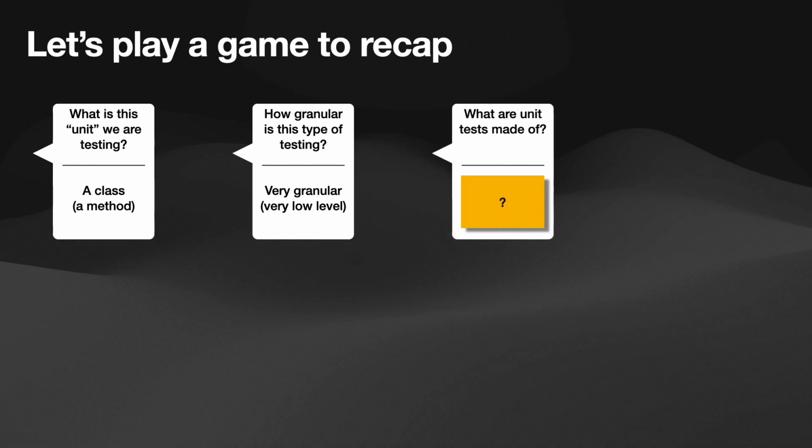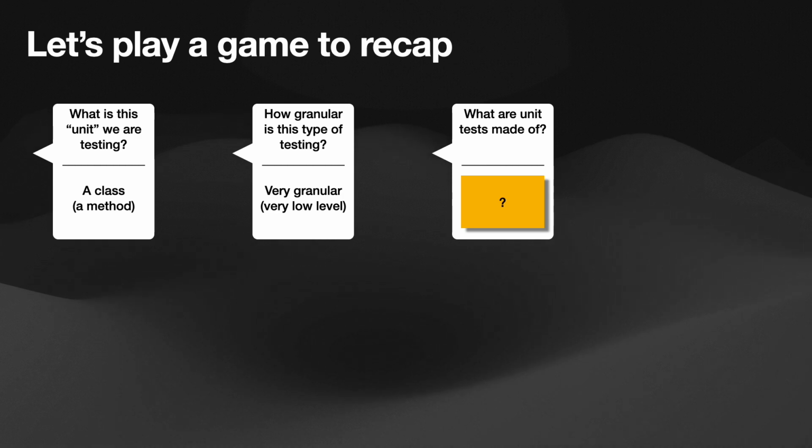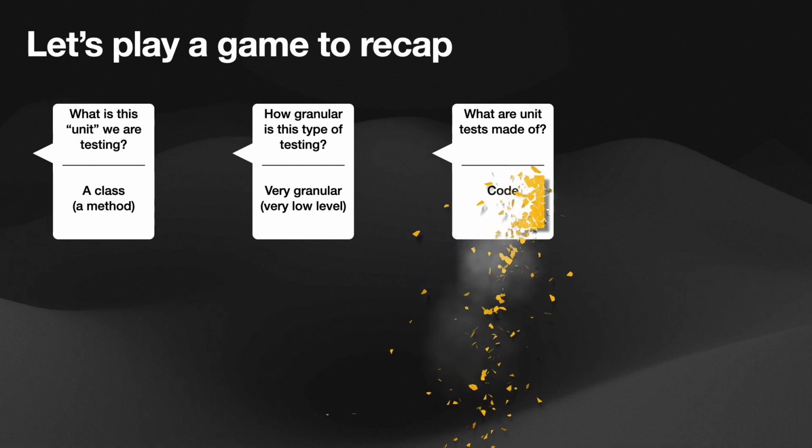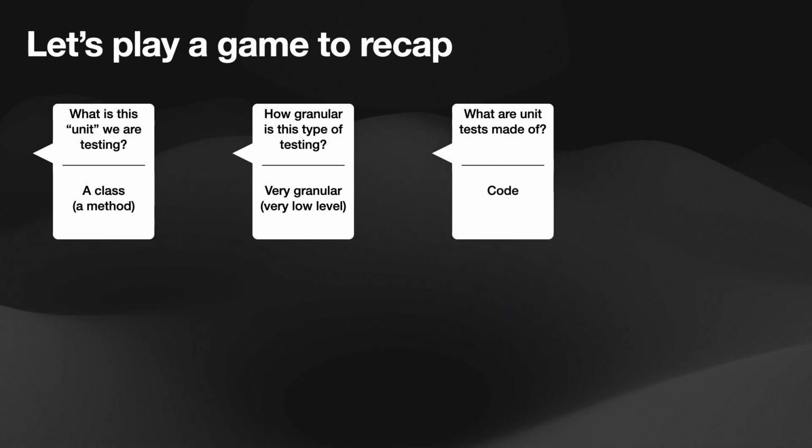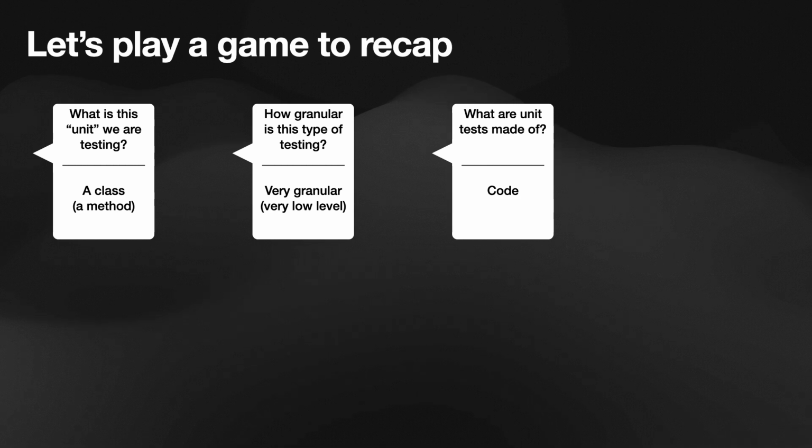What are unit tests made of? Are they a set of instructions for a person to follow or something else? Unit tests are made of code. It is peripheral software we write to test our production software. It is software that uses our production code in different ways to validate our production code behaves as expected under different circumstances and conditions.